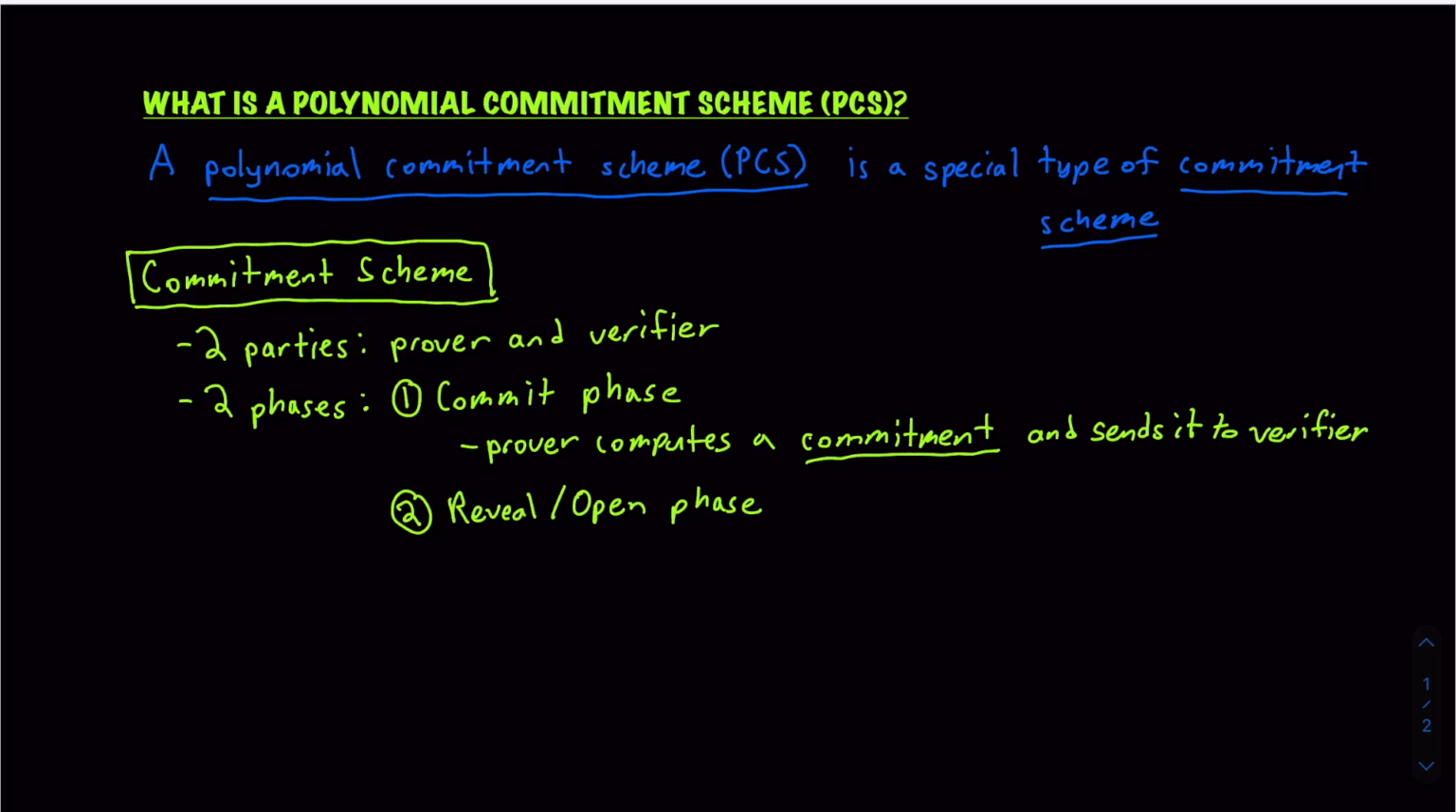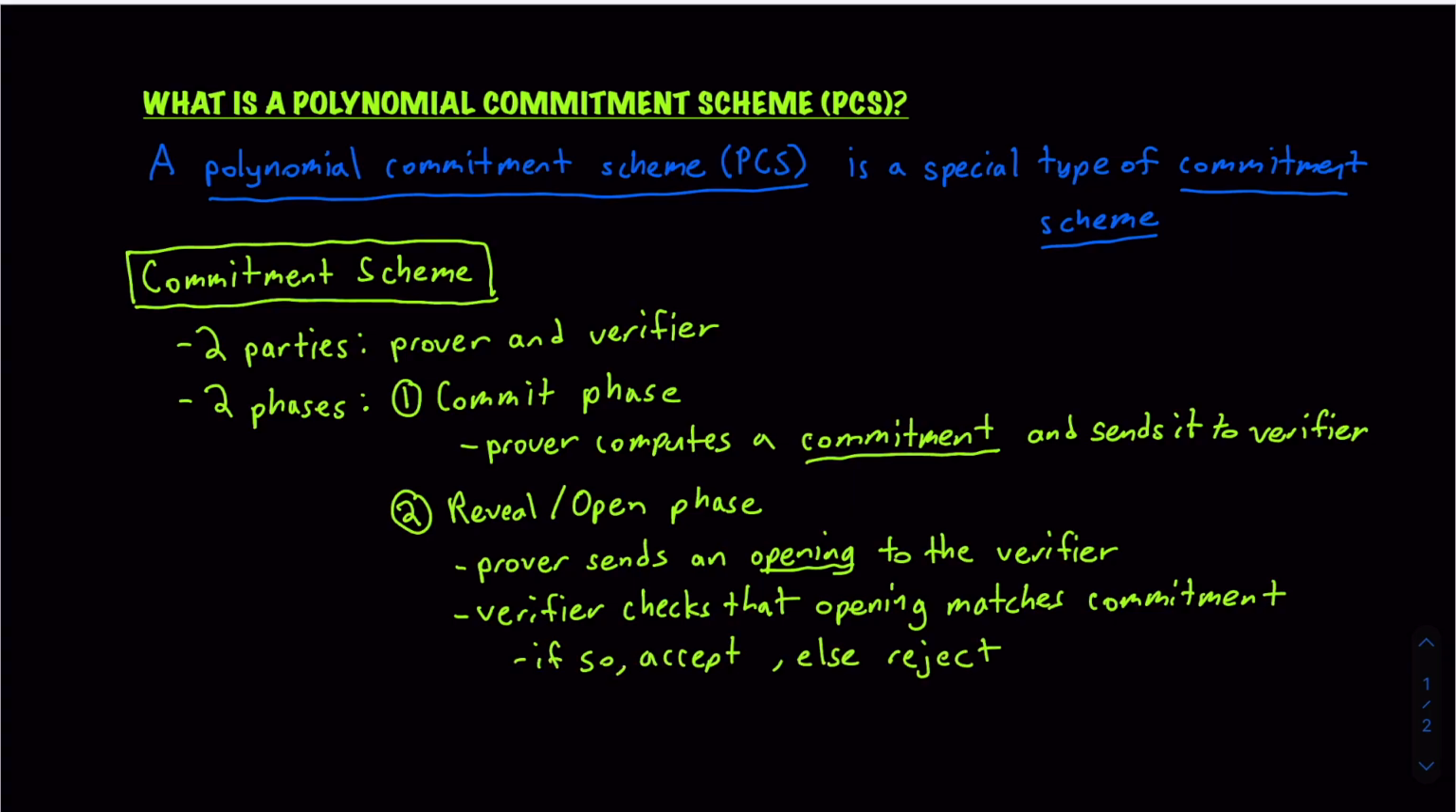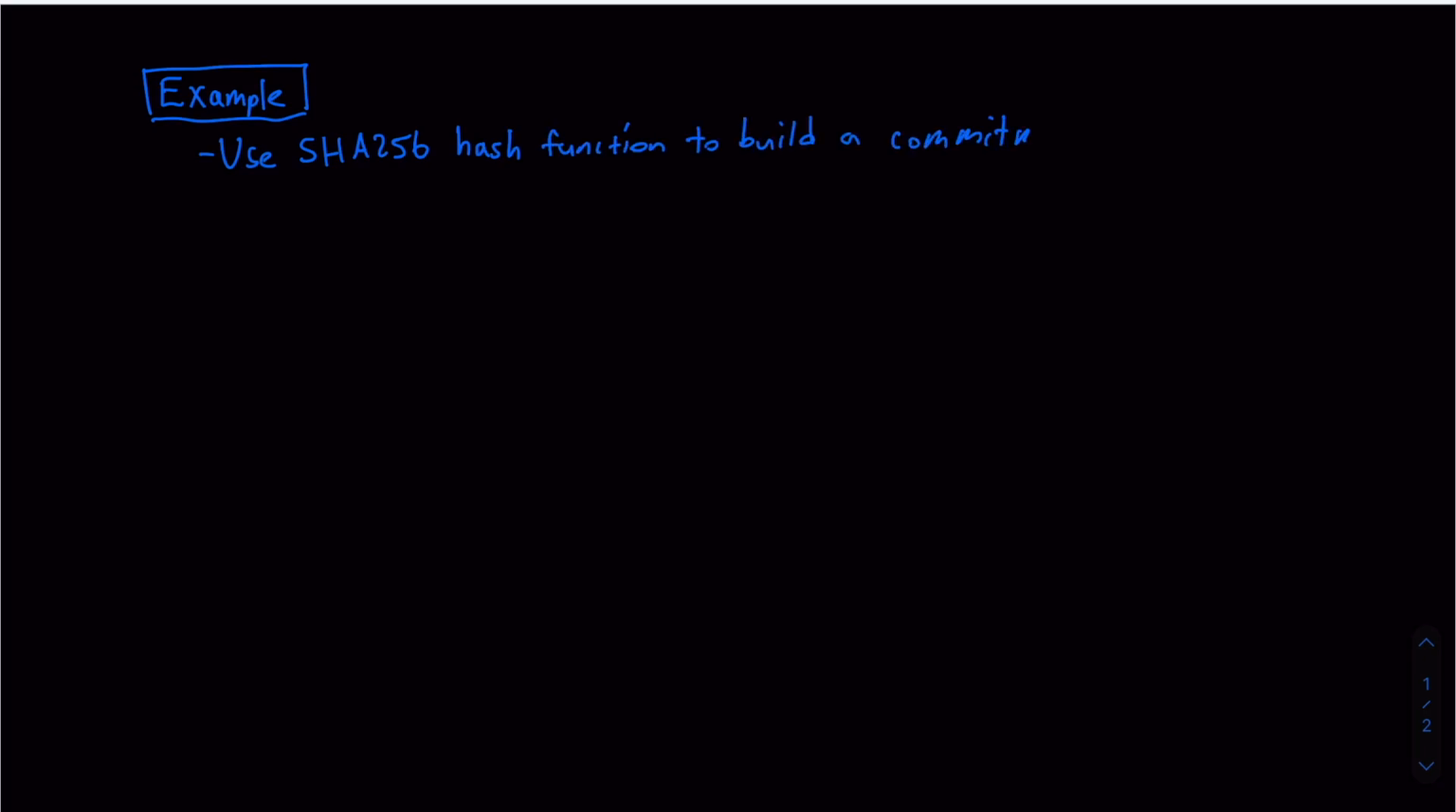Later, when the prover wants to reveal the data, they send an opening to the verifier, and the verifier checks that this opening matches the original commitment. If it matches, they accept. Otherwise, they reject. With that in mind, let's walk through a simple example. A standard cryptographic hash function, like SHA-256, can be used to build a commitment scheme that fits our definition.